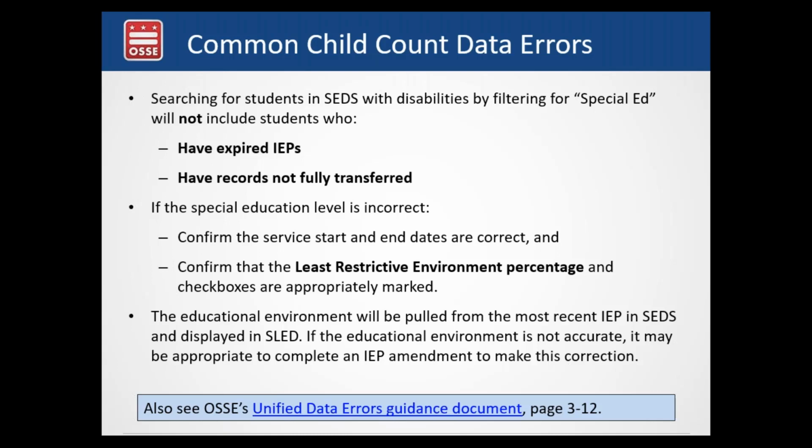The educational environment will be pulled from the most recent IEP in SEDS and displayed in SEDS. So if the educational environment is incorrect, it may require that you complete an IEP amendment to make that correction.